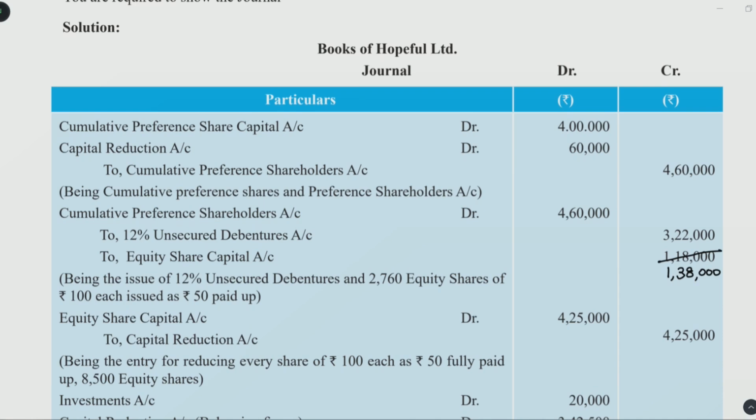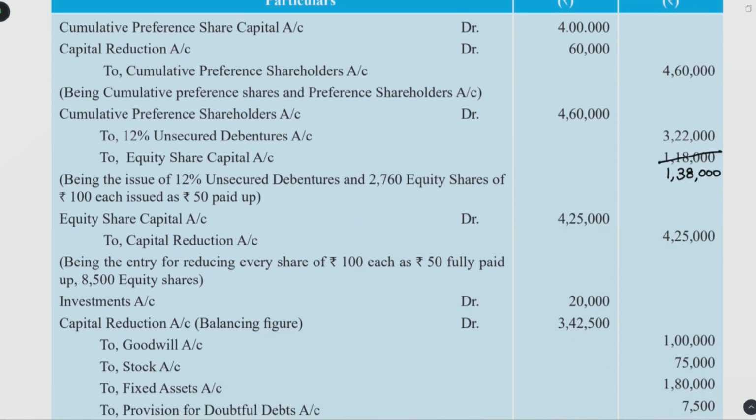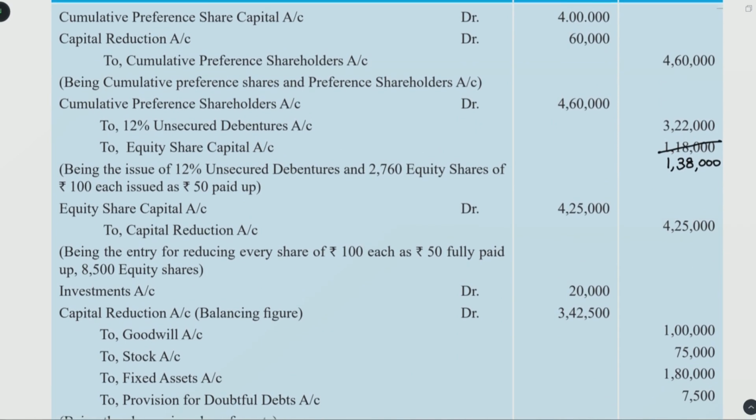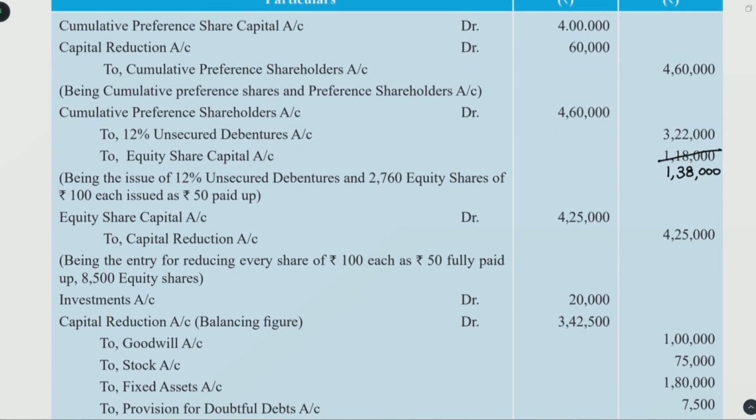So the next thing that we have to discuss is about the equity share capital reduction. Simple point is, equity share, the total amount was 8,50,000, comprising 8,500 shares of 100 each. Now you are reducing it to shares of 50 each. So it will just get half. So 8,50,000 will reduce by 4,25,000.